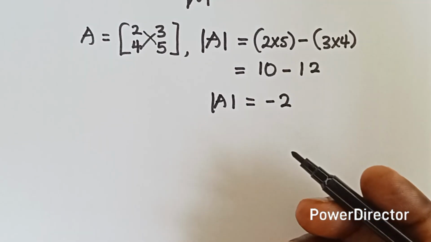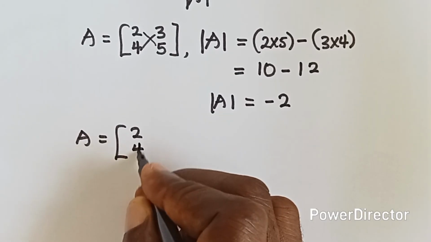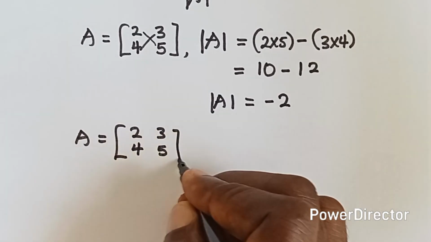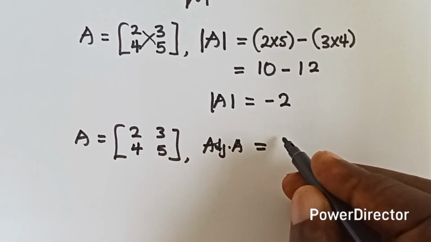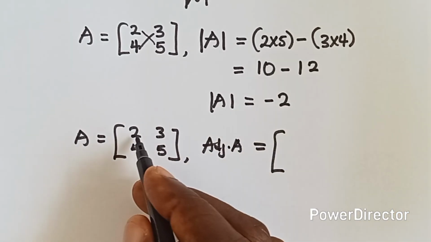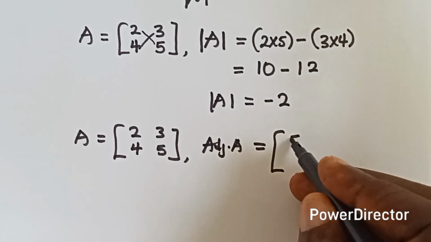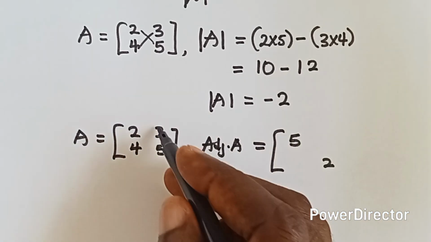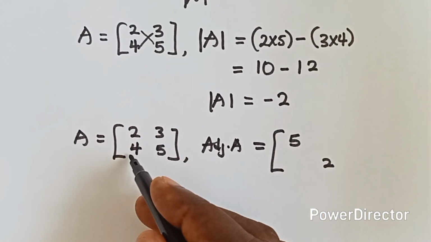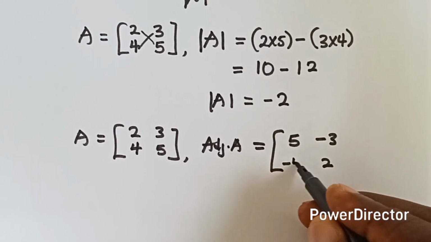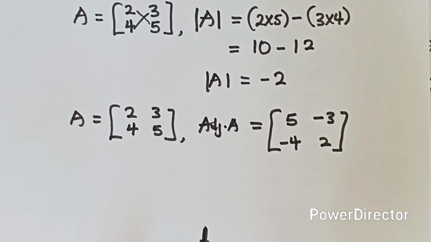So what is the adjoint? When you have the matrix A to be 2, 4, 3, 5, the adjoint of A: this diagonal, we are going to exchange it. We have 2, 5, it will become 5, 2. And the second diagonal, we change the sign. We have positive, positive, we change it to negative, negative. So the adjoint of A is this. That is how to do adjoint.